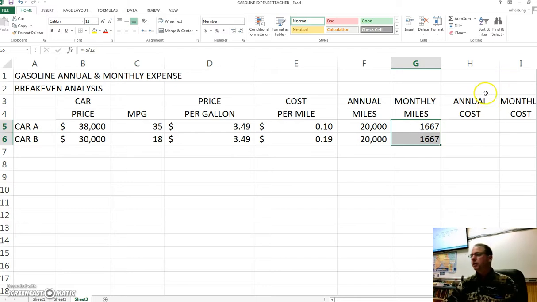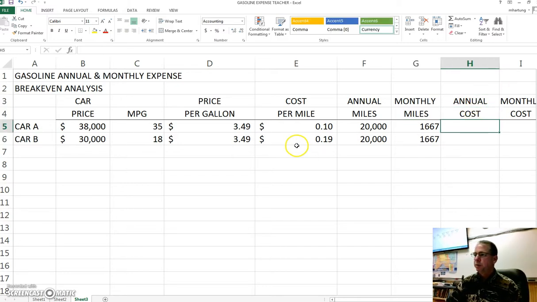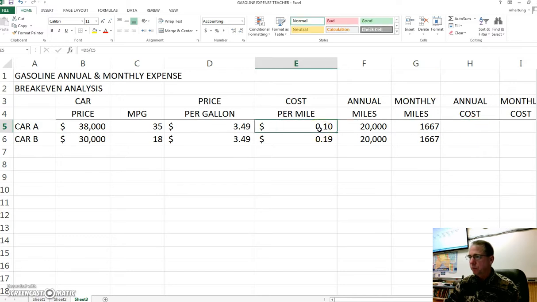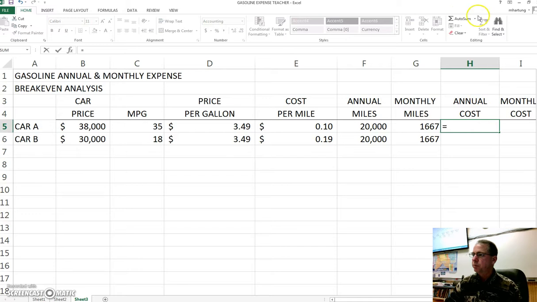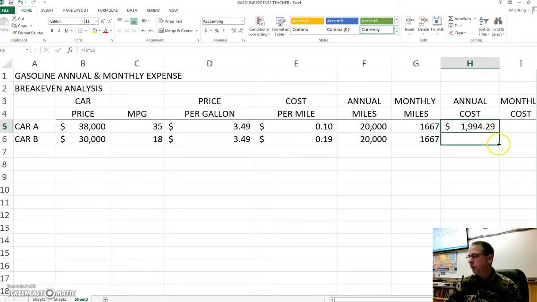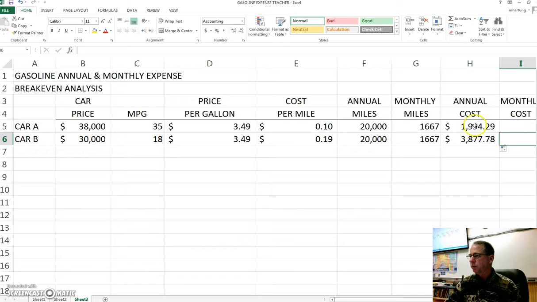Annual cost. So this is our yearly cost. Once again, annual means yearly. How shall we do that? Yes. Annual miles times the cost per mile for that car, for car A. $1,994.29, and then you can just simply copy that formula down. Now for this example, we can be finished with that. If you want to go ahead and do the monthly cost, that'll be okay.